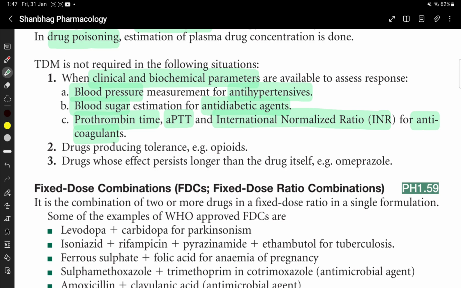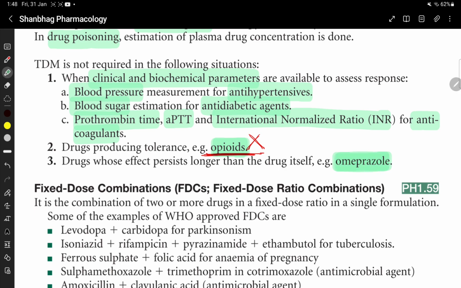It is not done for drugs producing tolerance, example opioids. So opioids do not require therapeutic drug monitoring because they produce tolerance. It is also not done for drugs whose effect persists longer than the drug itself, like omeprazole.